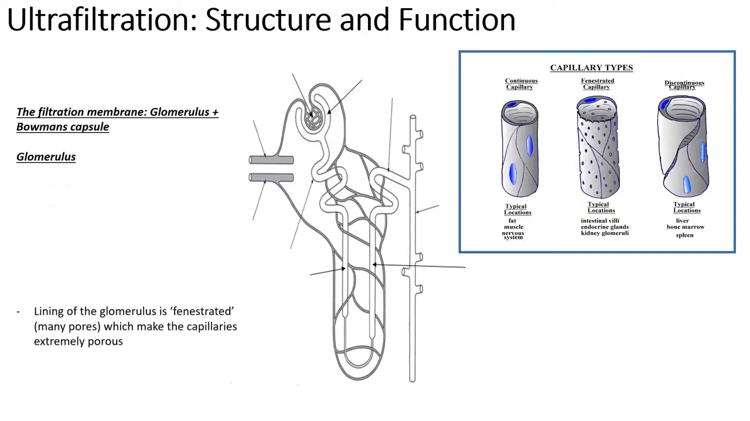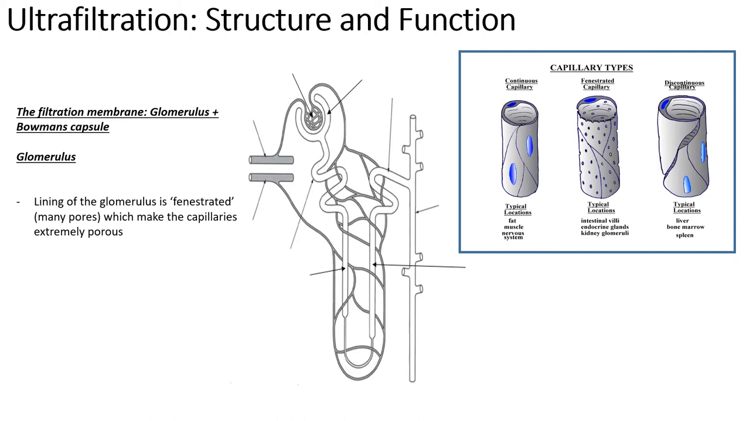Well, what else do we have? Well, the lining of the glomerulus, which is this, remember, is the capillaries inside here, all tightened up in a ball, and they are fenestrated. A fancy word. What does fenestrated mean? Well, if you look at the diagram here, a fenestrated capillary has lots of holes in it, and that's what you'd expect to see in a sieve.